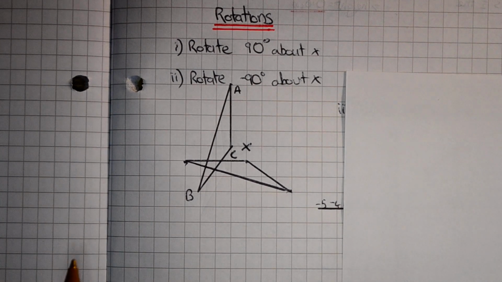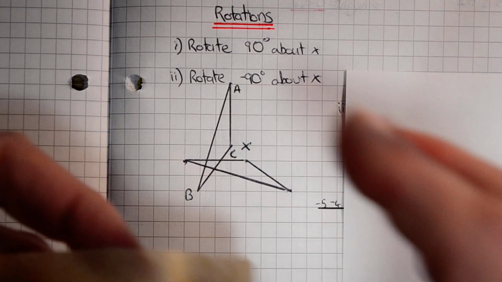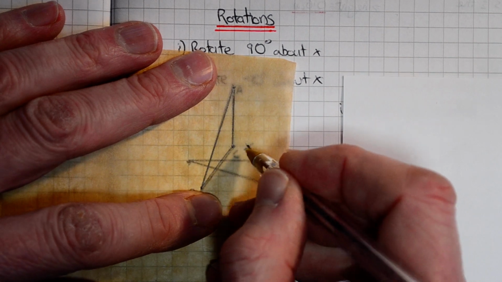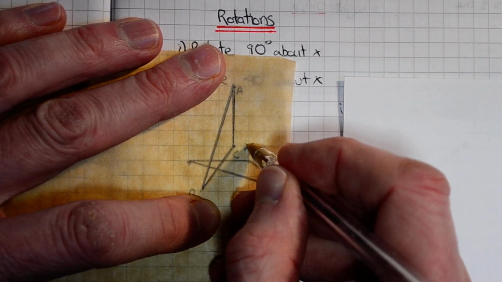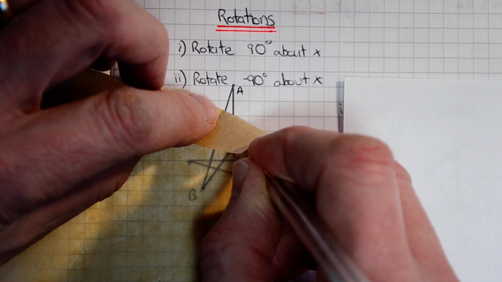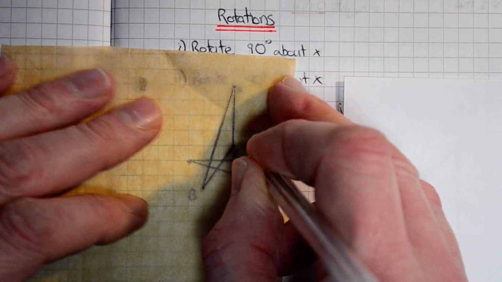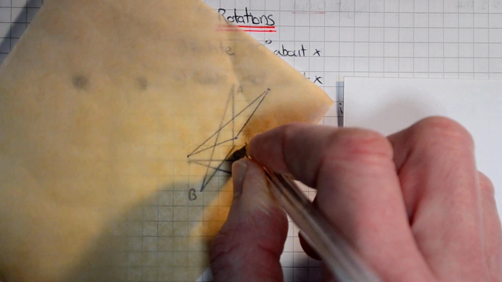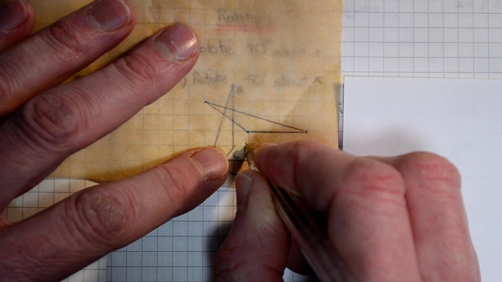The second question asks us to rotate it minus 90, so we can start again in the same position. It's the same centre of rotation, but this time the question asks us to turn it minus 90, so that means clockwise. So again, the tracing paper is about square on, so we want to turn it until the square is rotated through a quarter turn. So there we are.